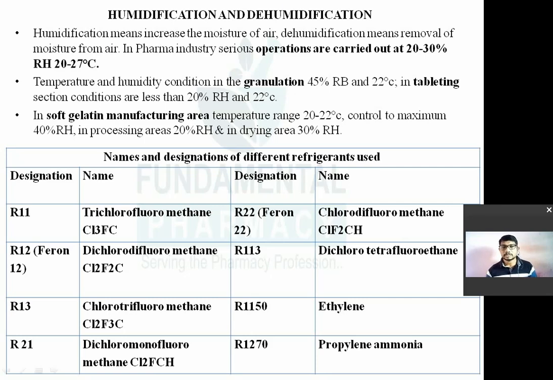Critical operations in the pharmaceutical industry are carried out at 20 to 30 degrees Celsius, 20 to 30% relative humidity, and this 20 to 27 degrees Celsius temperature. इसके ऊपर ऑलरेडी एक बार आ चुका है और ये आपको चार्ट याद होना चाहिए.